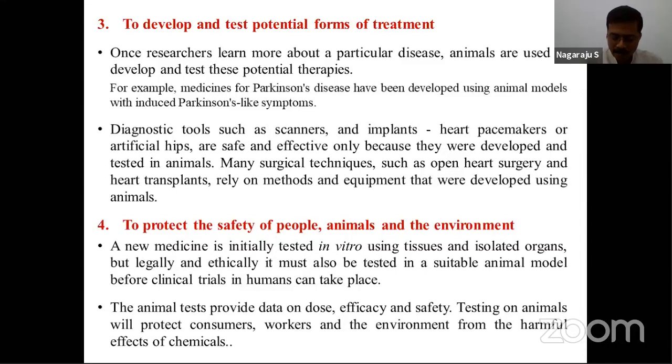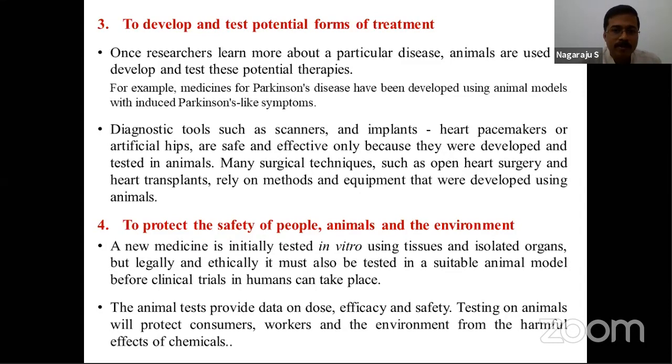For example, any medications that we take, any tablets, any vaccines that will be injected to us, any injections that we take, or any surgeries that are done today are successful because they were first tried, tested, and found successful in animals. Whatever diagnostic tools we use, like scanners, implants, heart pacemakers, artificial hips, why have they been safe, effective, and successful? Because they have been tried, tested, and efficiently replicated in animals, and the same has then been done in humans as well.